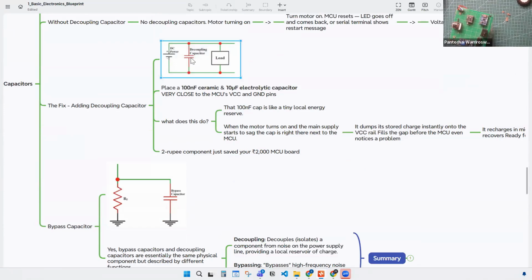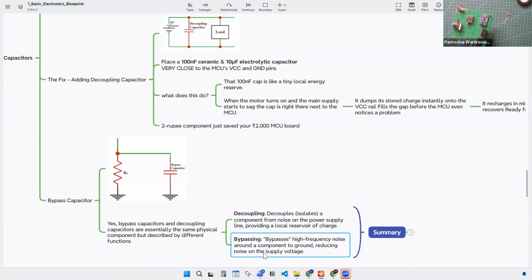So this decoupling capacitor is going to isolate the component from the noise on the power supply. Whenever you are facing a power supply issue, your microcontroller is restarting because it lacks power whenever the motor is running, then that problem can be solved by using what? A decoupling capacitor. Then what is bypassing?